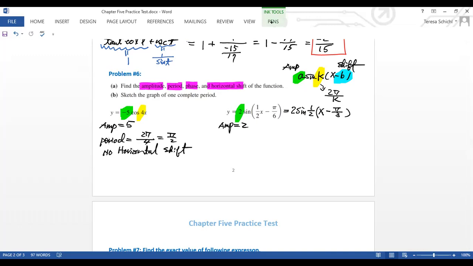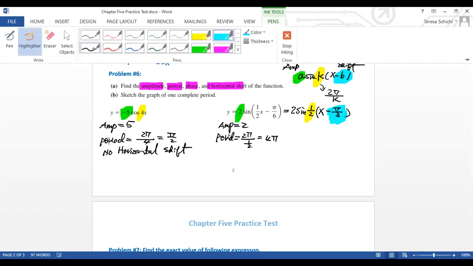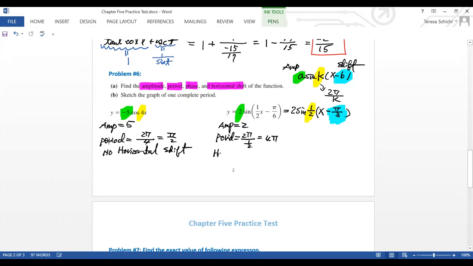Okay, so now I change it to my standard form. So now I can determine my period here. The period will be 2 pi over 1/2, so you flip it, and it's going to be 4 pi. And now the last thing here is the shift, right? Because it's minus, I have a horizontal shift to the right. How many units? Pi over 3, okay?